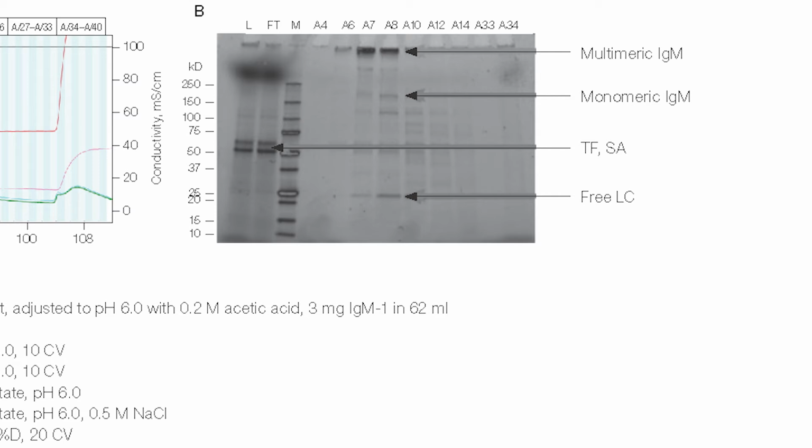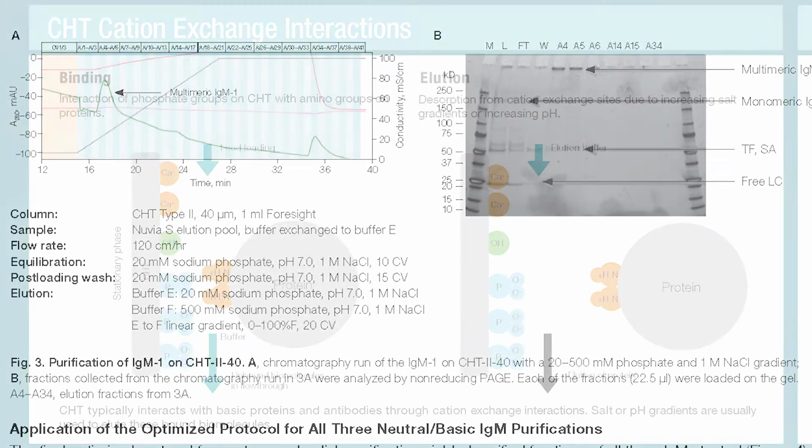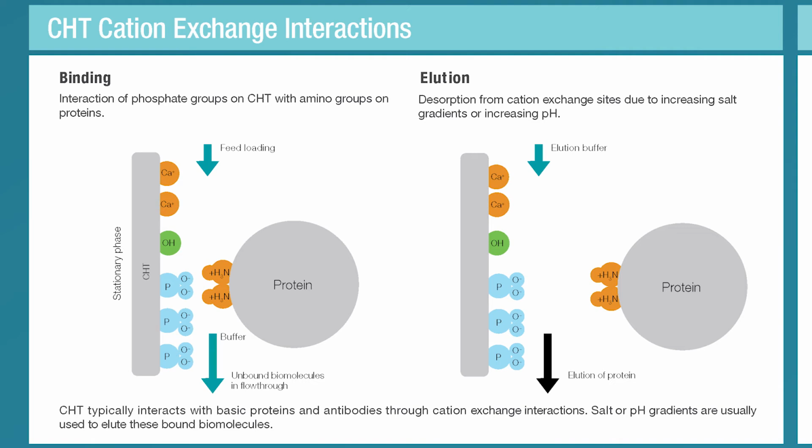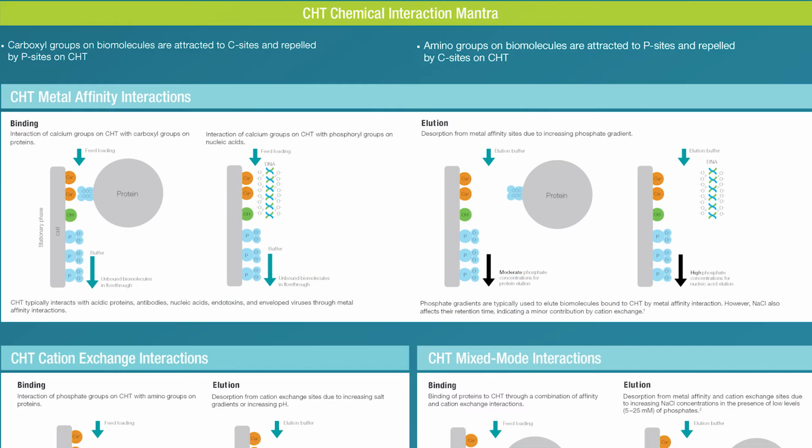We were then taking the elution pools from the Nuvia S runs and putting them onto the ceramic hydroxyapatite. Ceramic hydroxyapatite is a material that has two functionalities. The first one is a cation exchange functionality that is modulated by sodium chloride. The second functionality is a metal affinity that is modulated by sodium phosphate.